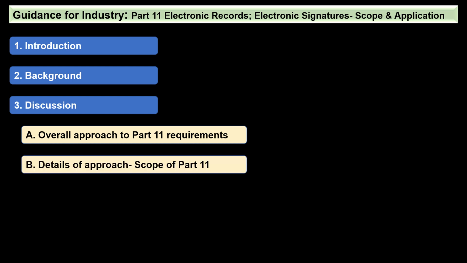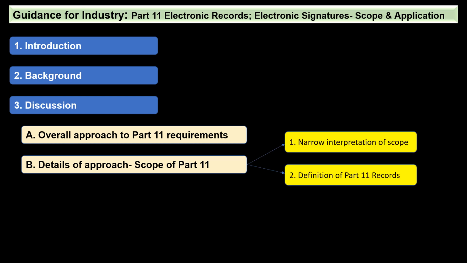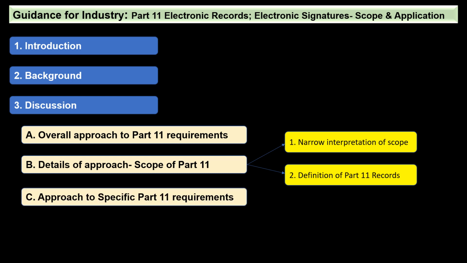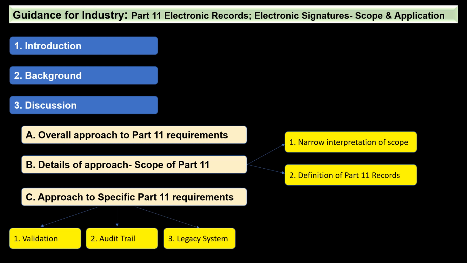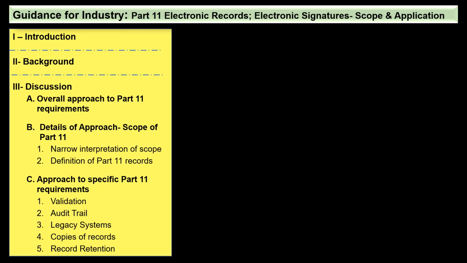So this guidance includes the introduction, the background, discussion, that is an overall approach to the Part 11 requirements, details of approach, that is scope of Part 11, where there is a narrow interpretation of the scope and definition of the Part 11 records, approach to specific Part 11 requirements, which includes the validation, audit trail, legacy system, copies of records, and record retention. So these 5 aspects, the agency have given some discretion in this guidance based on the narrow interpretation of the scope and the definition of Part 11 records. We'll see details of each.